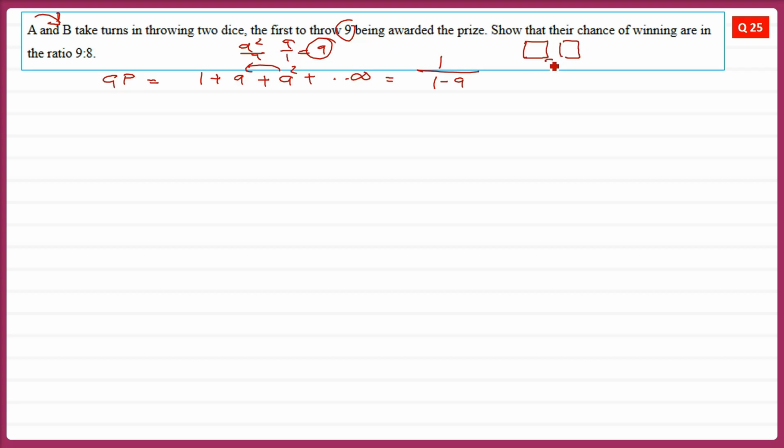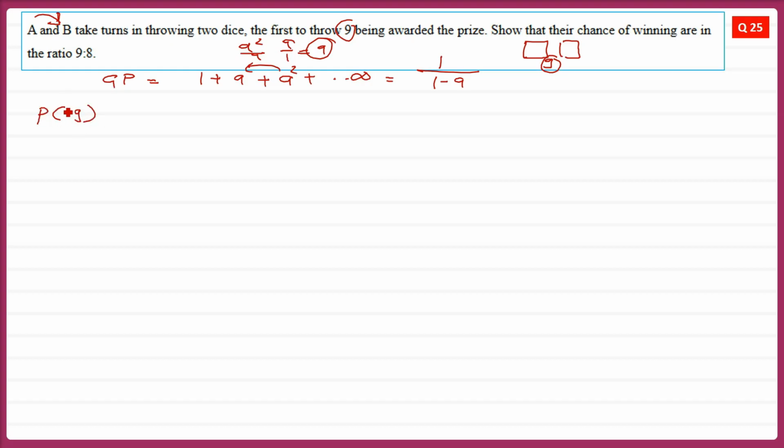And the number which is turning up when they are added has to come as 9, and show that their chances of winning are in the ratio 9:8. So we'll separately compute the probability of both of them, A winning and B winning, then we'll divide them. It has to be 9:8.